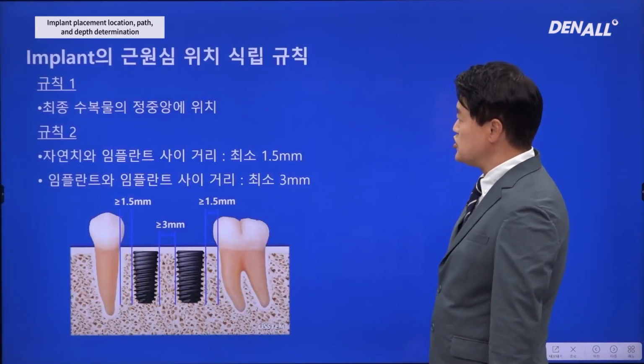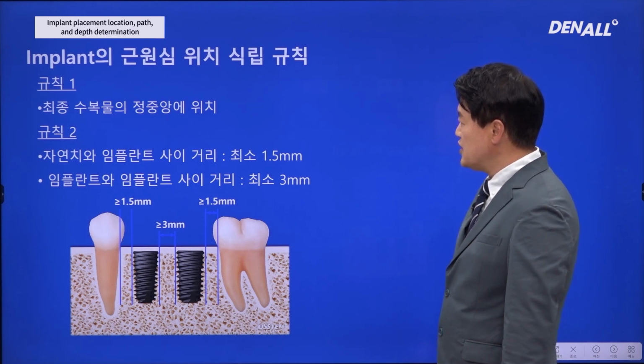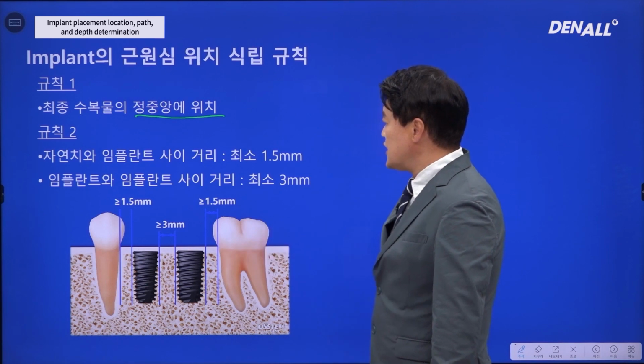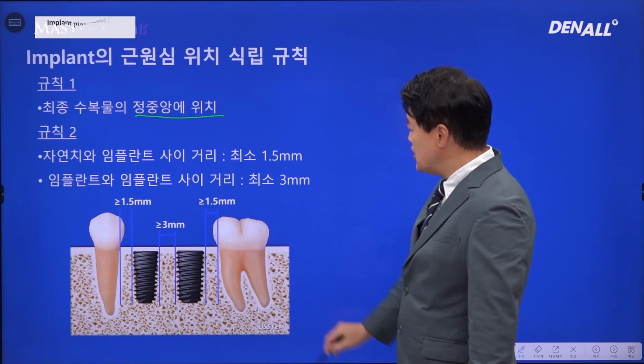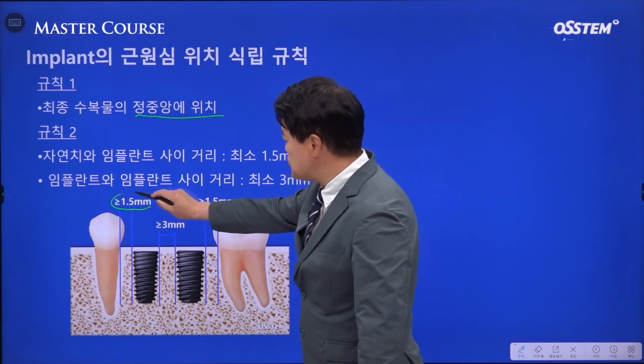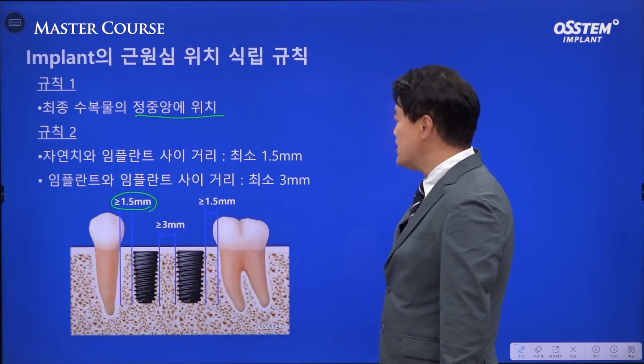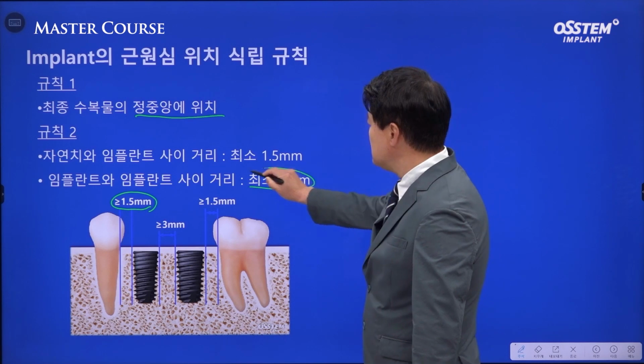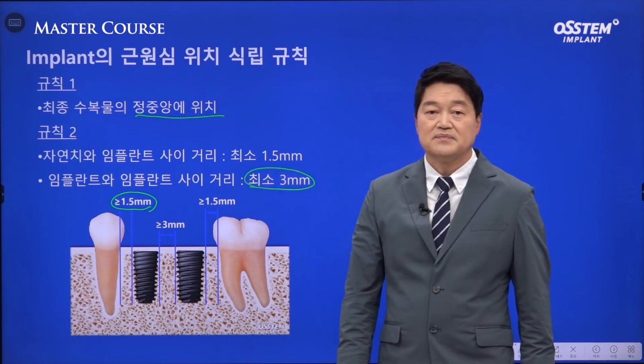First, mesiodistal location of an implant. It should be located at the very center of final restoration. The distance between a natural tooth and implant should be at least 1.5 millimeters, and between two implants, at least a 3 millimeter distance should be ensured.